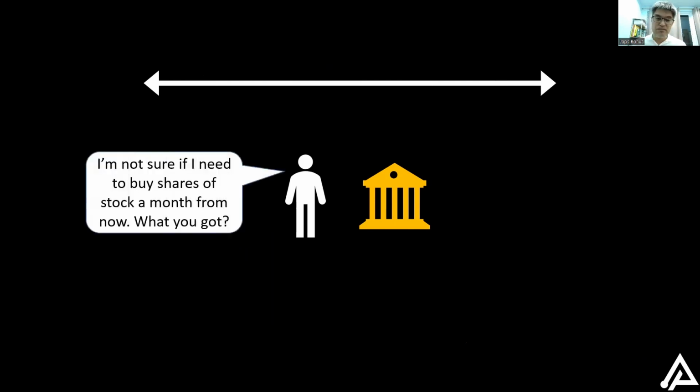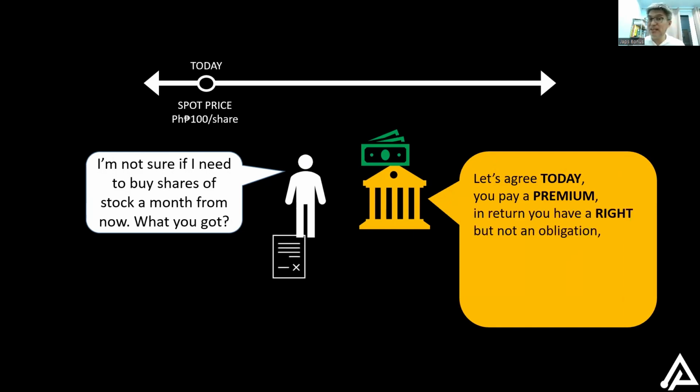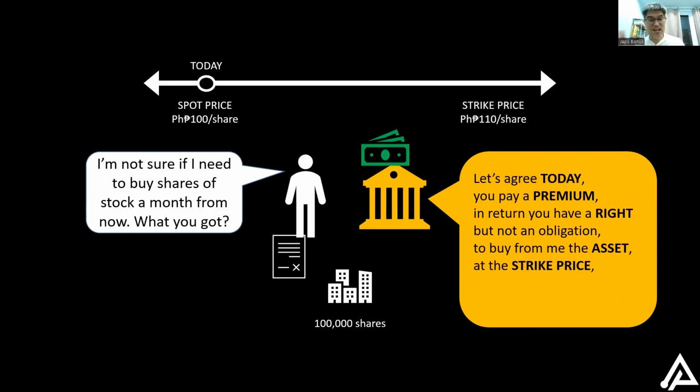An option is, as the name suggests, an option. It's a right, but not an obligation, to be used. If a company is not sure if they need to buy shares of stock in a month, then the bank can agree that, okay, I'll give you an option in exchange for a small premium. You have the right, but not the obligation, to buy the asset from the bank at the strike price or contracted price to be delivered at some point in the future. So earlier, in our example with San Miguel shares, the bank provides the option holder the right but not the obligation to buy San Miguel shares at 110 if they pay the premium now.